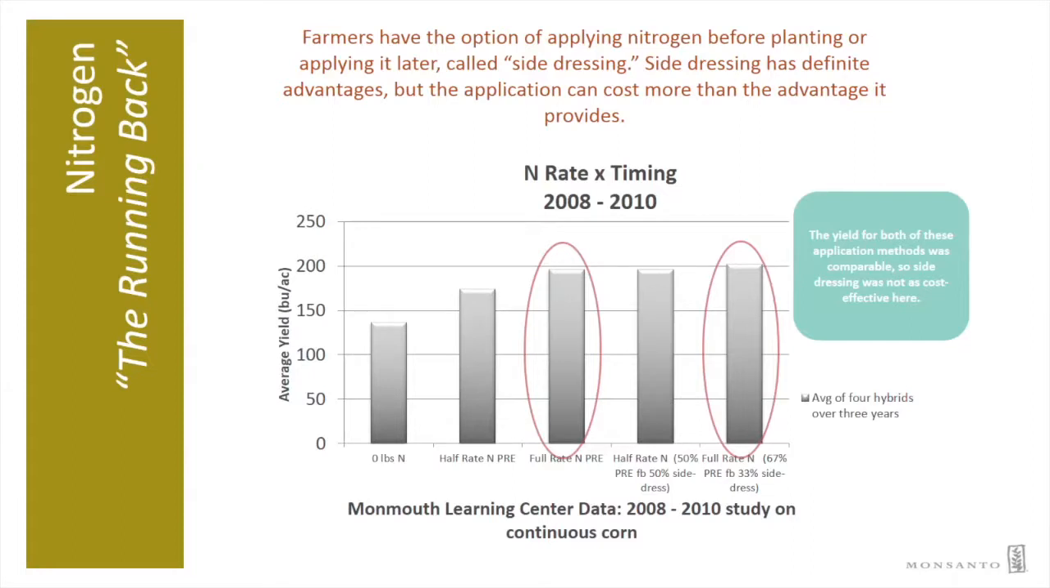So again, a number of things to take into consideration here when not only choosing your nitrogen rate, how many pounds you are going to put out, but is it going to pay to split that application into a side dress and make that additional cost to spread that nitrogen application out throughout the season.